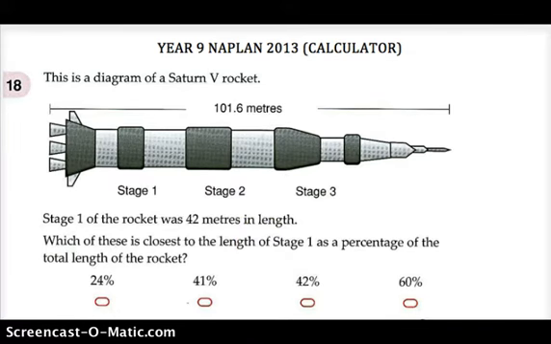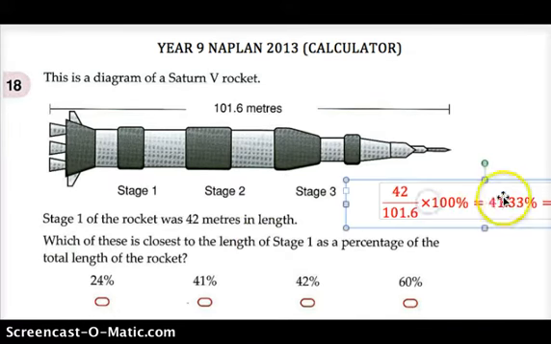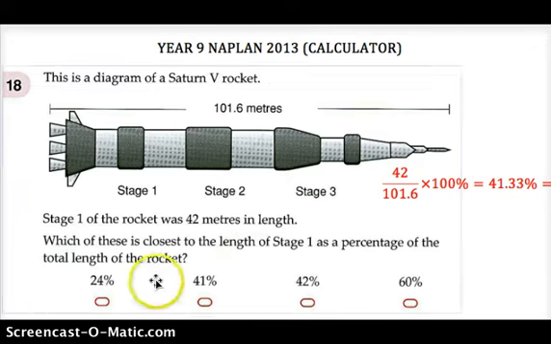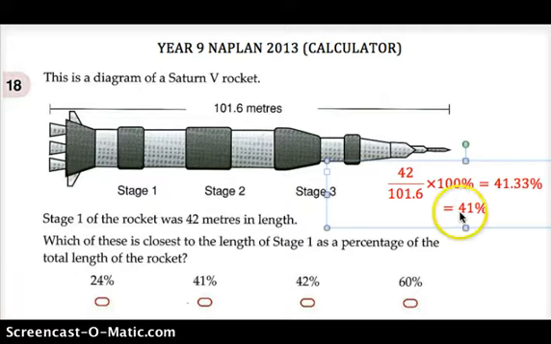And then to change that to a percentage, you just multiply by 100. So we've got 42 divided by 101.6 times 100% is 41.33%. And then rounding that, we can see all these answers here are to the nearest whole number. So rounding that to the nearest whole number percentage, we get 41%. So our answer is 41%.